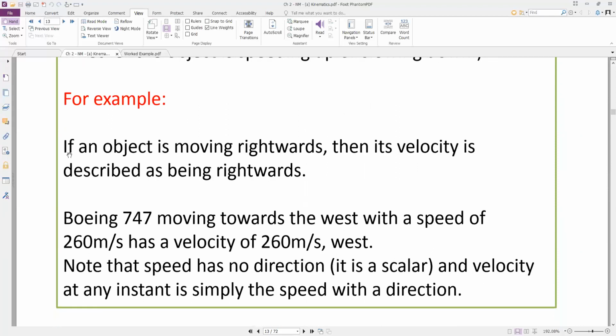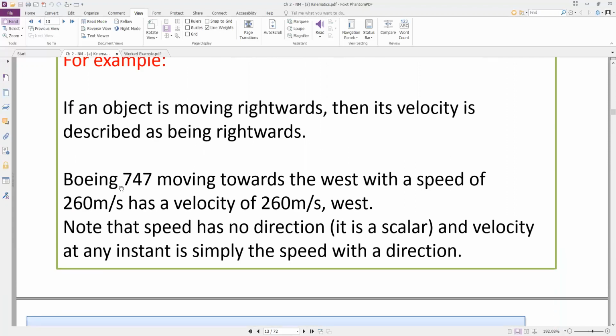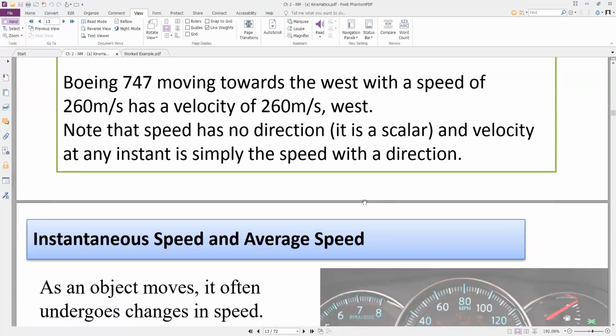For example, if an object is moving rightwards, then its velocity is described as rightwards. We know that a Boeing 747 moving towards the west with a speed of 260 meters per second has a velocity of 260 meters per second west. Note that speed has no direction. Speed is a scalar. And the velocity at any instant is simply the speed with direction.